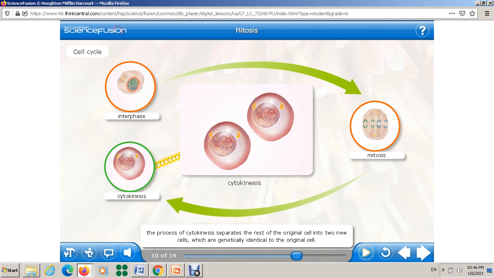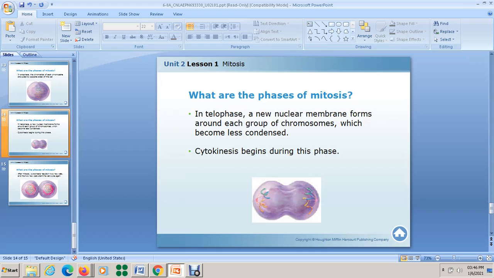The cytokinesis, actually, what is cytokinesis? It is the division of the parent cell cytoplasm. So cytokinesis begins during the last step of mitosis, which is telophase. During cytokinesis, the cell membrane bends inward, as you see, between the new nuclei. Look at this one here. Look how it starts to pinch inward.